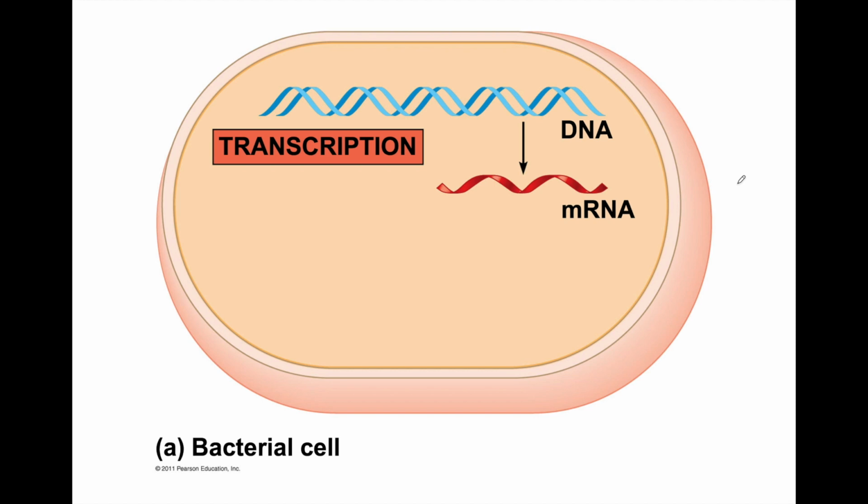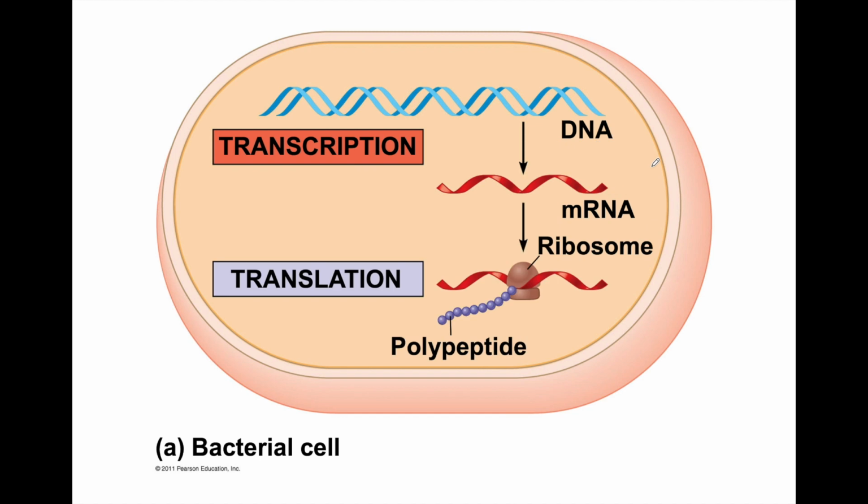Okay, so this happens a little bit differently in eukaryotes versus prokaryotes. In a prokaryote, like a bacteria, they have DNA, and they do the process of transcription to make mRNA. Then that mRNA goes to a ribosome, and the ribosome reads the information in the mRNA and uses that information to build the polypeptide or the protein. That step is called translation. So they do transcription, DNA to mRNA, and translation, mRNA to protein.